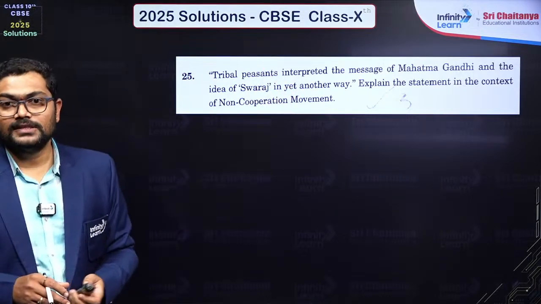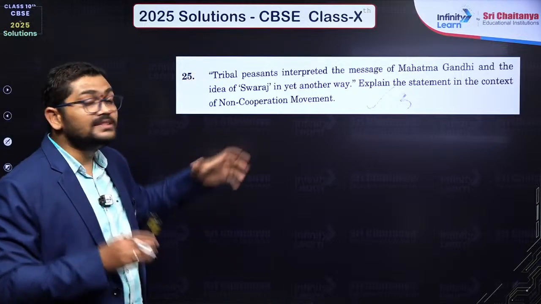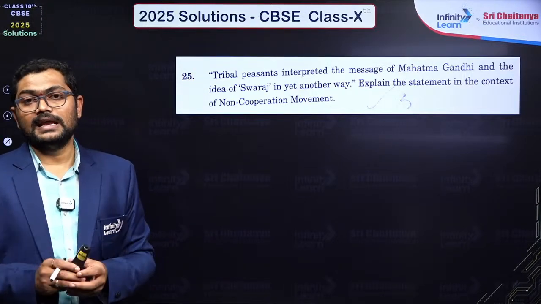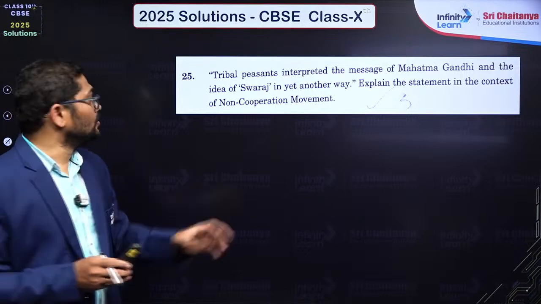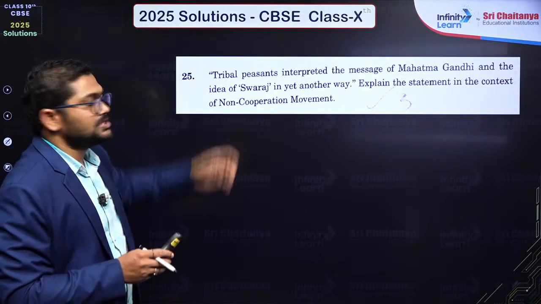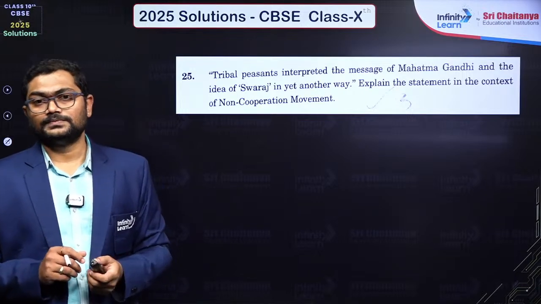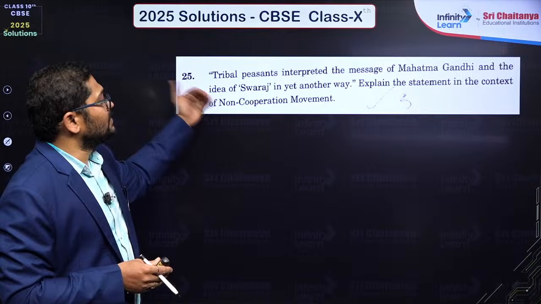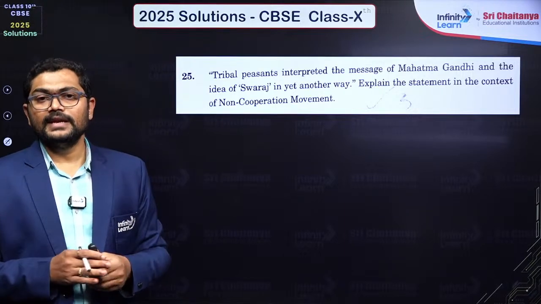So now the question is specifically talking about how the tribal peasants interpreted the message of Mahatma Gandhi. They believed that Gandhi Raj is going to come and they can have their lands in the Gandhi Raj. So those are the points that we need to mention for question number 25. So for the tribals, the message of Swaraj was interpreted in a different manner.